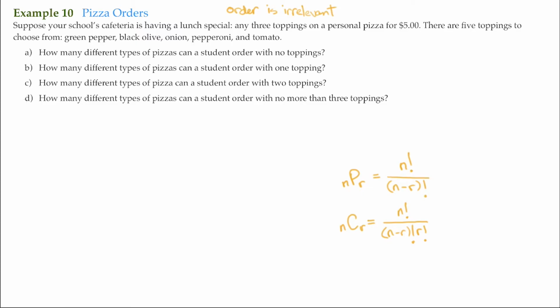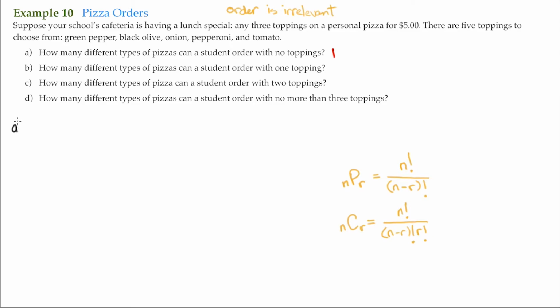So A says, how many different types of pizzas can a student order with no toppings? Now, as you do any of these word problems, especially as we continue on in this chapter, it's always good to take a nice, clear, logical approach. I mean, the math will work, but of course we should also know exactly what's being asked. So when you think about it, for letter A, it says how many different types of pizzas can a student order with no toppings? Well, logically, there's only one way you can do that, right? Just don't get any toppings on it. But we'll go ahead and we'll do it mathematically.